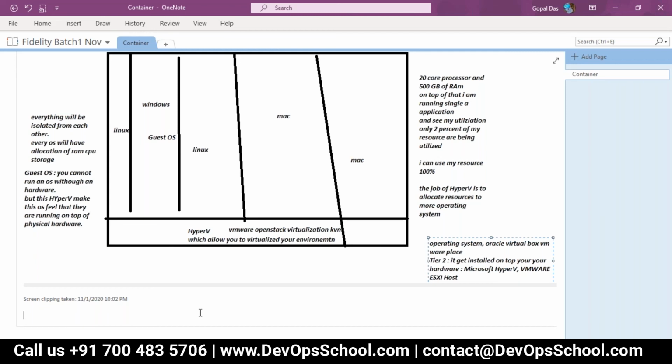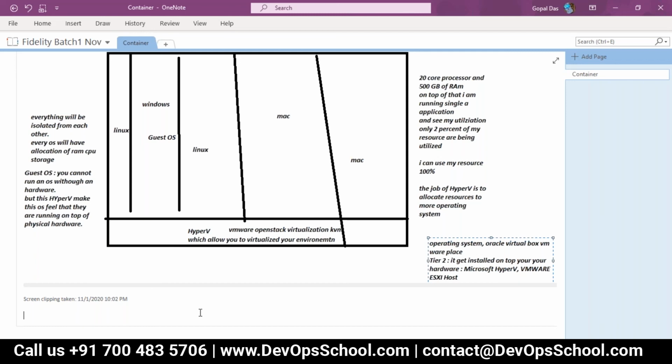Okay. So Oracle VirtualBox and VM Player are not used for production purposes. They are for testing. Okay. Clear? Yes.